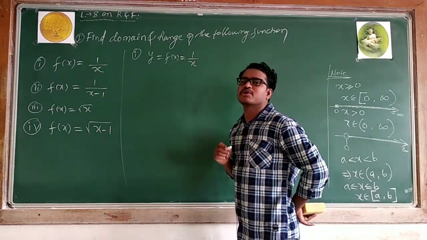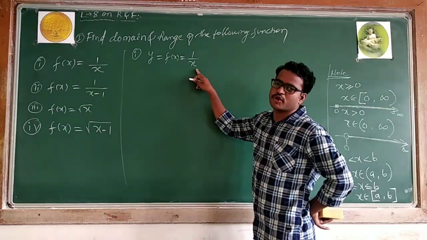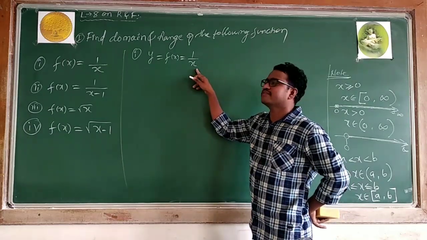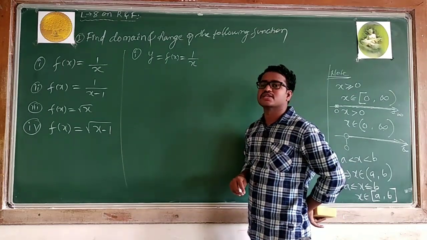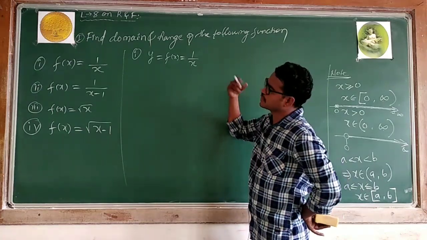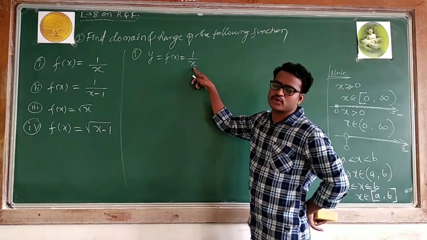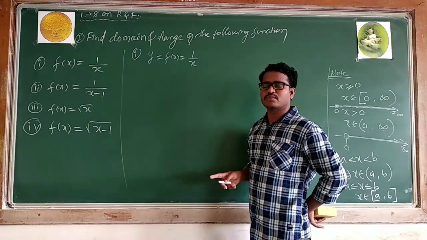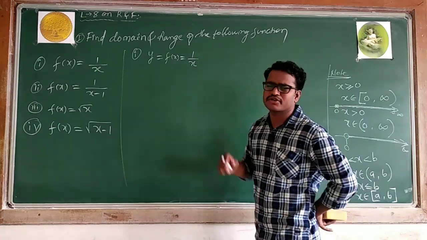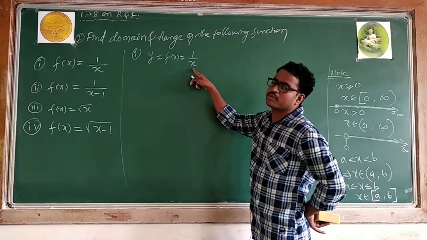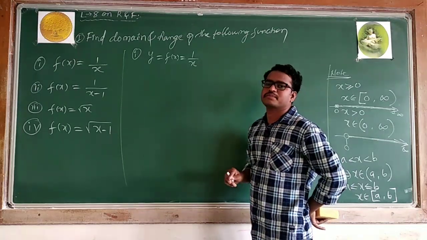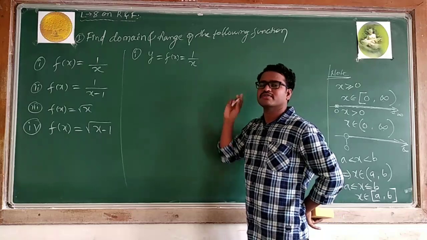So what are the possible values when this function is not possible to define? Concentrate, division case: the given function y is equal to 1 by x is not possible to define in only one case, otherwise you can define it. For example, x value 1, 1 by 1 you will get; 1 by 2 is 0.5, 1 by 3, 1 by 4, 1 by 5, 1 by 6, any number you can take, no problem. You can take 1 by minus 1, minus 2, minus 3, minus 4, minus 5, whatever, and you can take decimal numbers, whatever you can take.